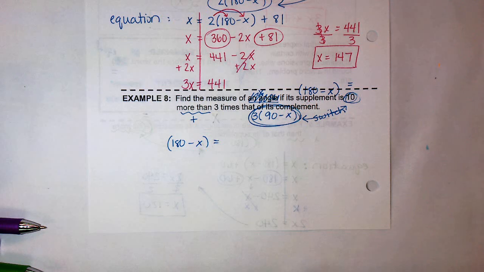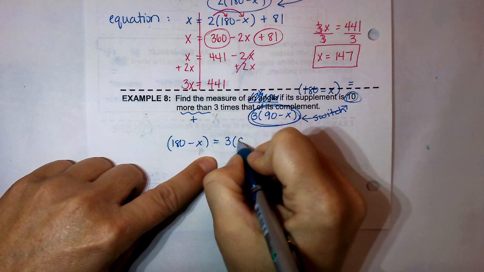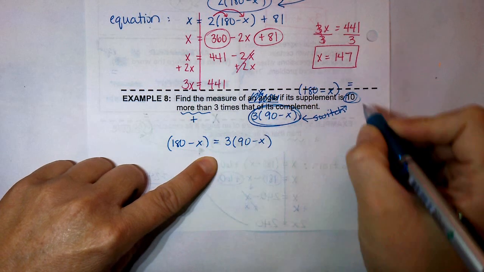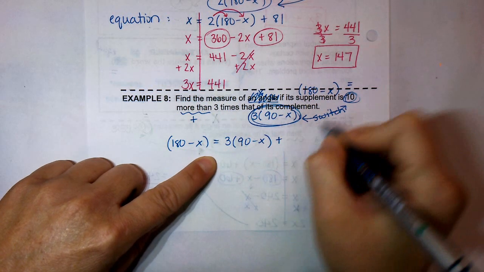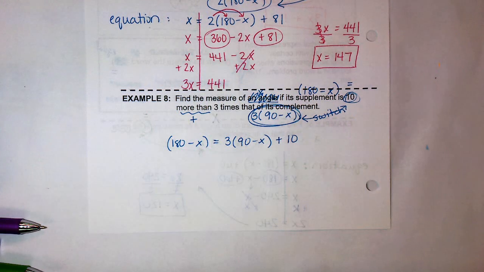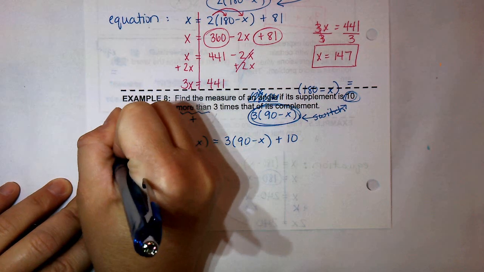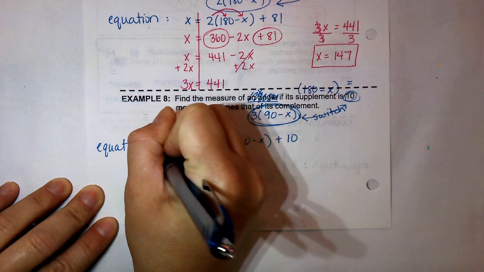Then I have the complement, which has to come first. So 3 times 90 minus x, and more than meant to add, and 10 came last. Fun stuff. Let's go. Yes, Lane did good. I like it. Anybody else get it? It's all right.